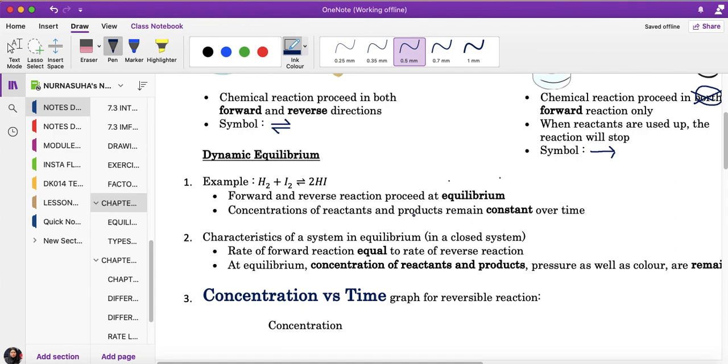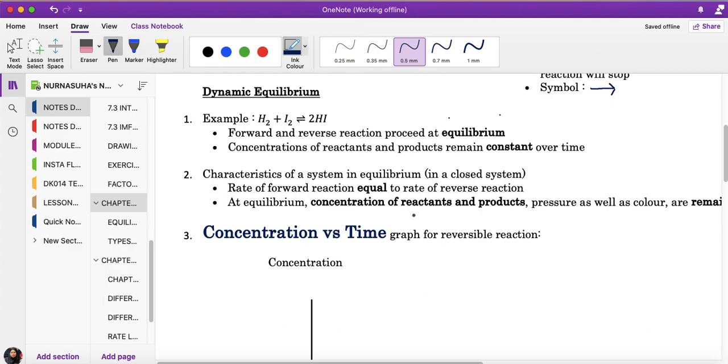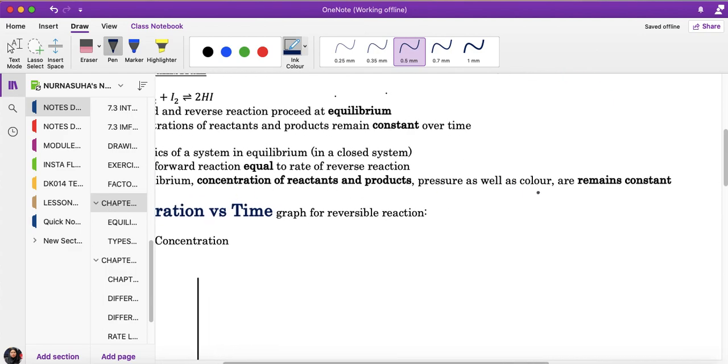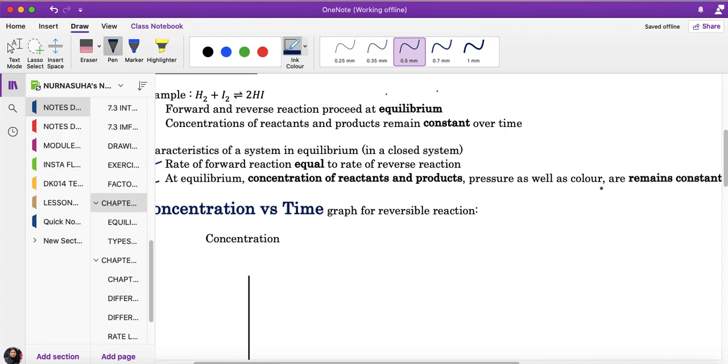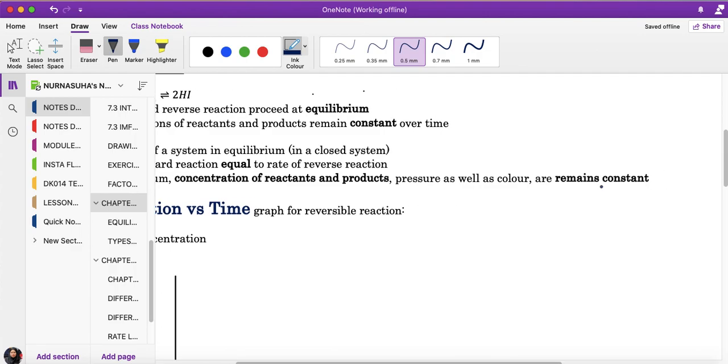concentration of reactant and product dia akan malar. So apa ciri apabila sistem berada dalam keseimbangan? First, this one very important. Rate of forward reaction is equal to rate of reverse reaction. And at equilibrium, concentration of reactants and products as well as color remain constant. So maksudnya, bila equilibrium sudah dicapai, concentration akan jadi constant, malar. So color tidak akan berubah, pressure pun tidak akan berubah.